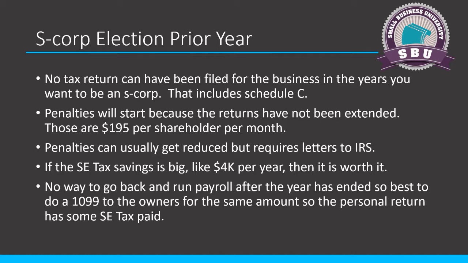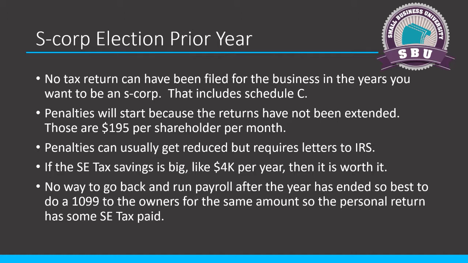If the taxpayer has not filed returns for like a year or two, they're already looking at penalties anyways. So just warn them of the issues and kind of soothe them with knowing that the self-employment tax is going to be helpful in offsetting. The reduction in self-employment tax compared to whatever they were doing is going to help them. But let me go through some of these bullets. So first, no tax return can have been filed, remember this, for the business in the years you want to be an S-Corp. That includes Schedule C. So if they filed tax returns, stop talking late filing completely for those years because it's not going to work.